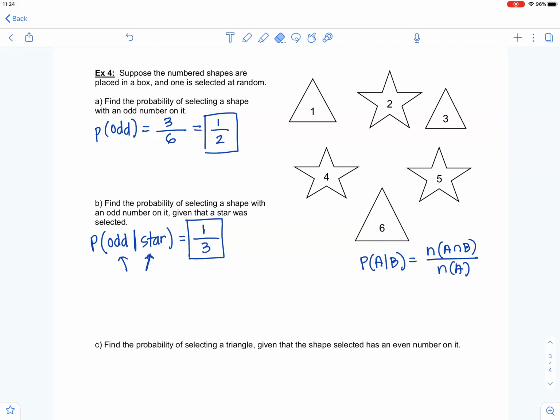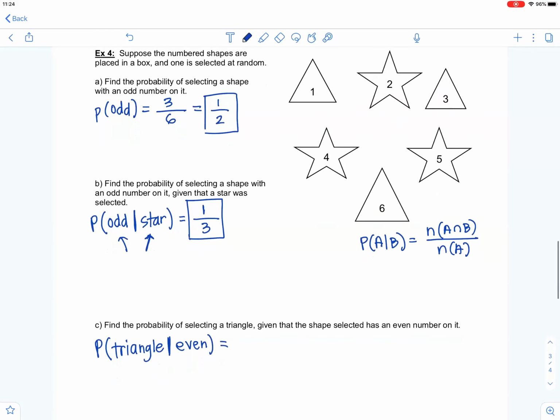In part C, it says find the probability of selecting a triangle given that the shape selected has an even number on it. So if you're doing the formula, your numerator, you're looking for the intersection of the two. So you're looking for any triangles that have even numbers on them. Looks like it's just this one here. So just one of those.